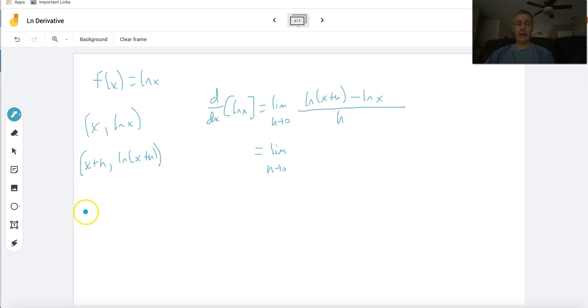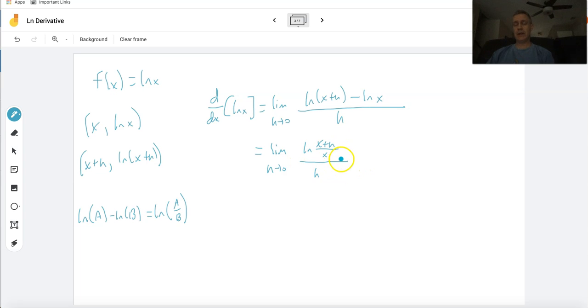And that is that if we have the difference of two logarithms, we can condense them into the single logarithm of the quotient of the two arguments of those respective logarithms. So I'll apply that same rule right over here, and we'll get that this numerator will become the natural log of x plus h all over x, and then that's all over just h.